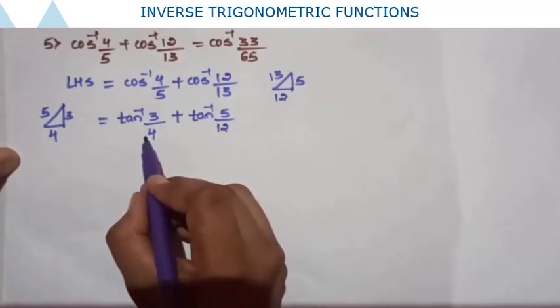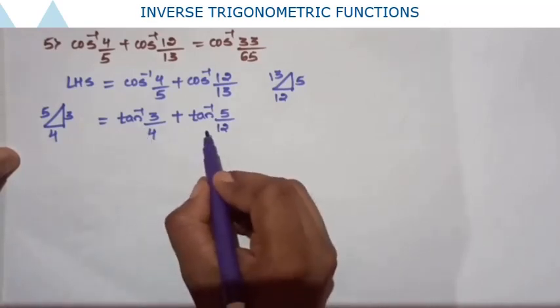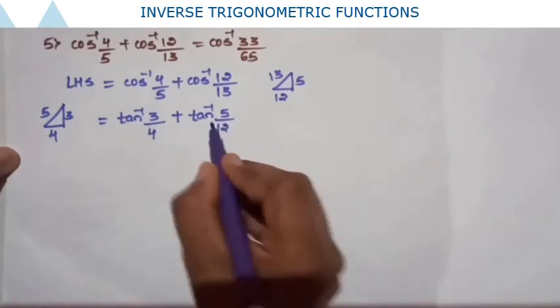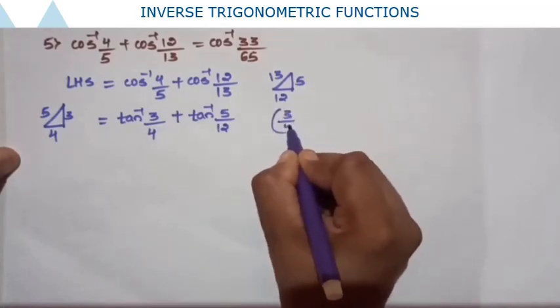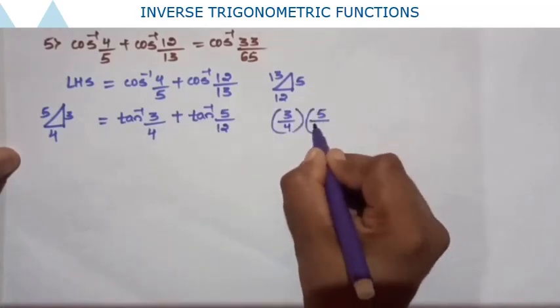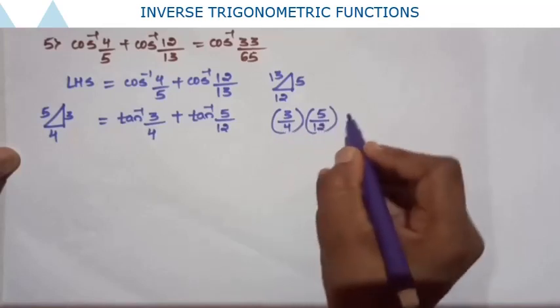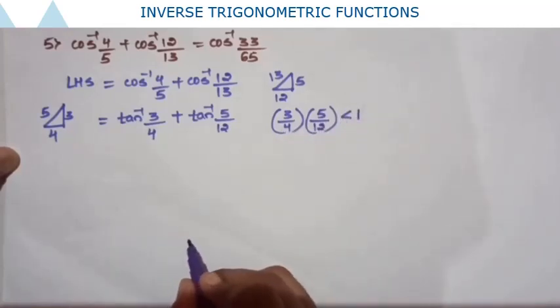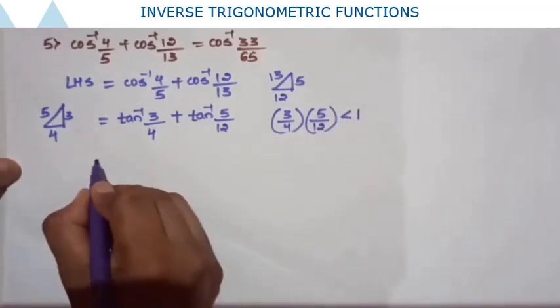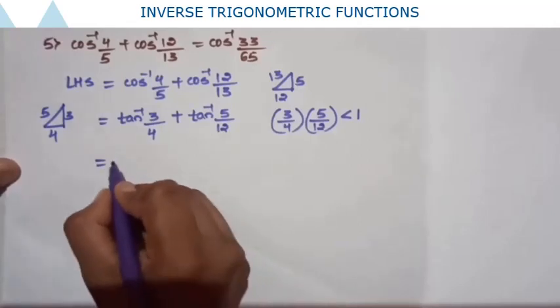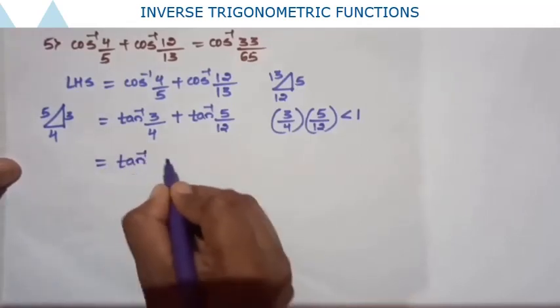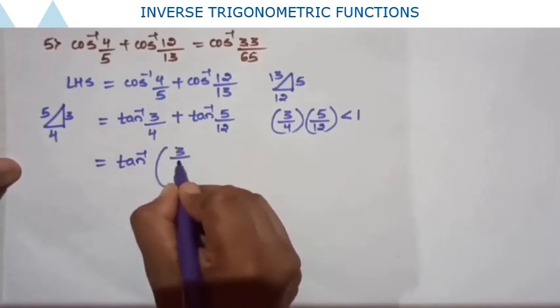And now we can use property number 6 here, tan inverse x plus tan inverse y is tan inverse of x plus y by 1 minus xy, with the condition that the product of x and y should be less than 1. So 3 by 4 into 5 by 12, is it less than 1? Yes, obviously less than 1. Now we can apply property number 6. What is property number 6? Tan inverse x plus tan inverse y is tan inverse of x plus y.